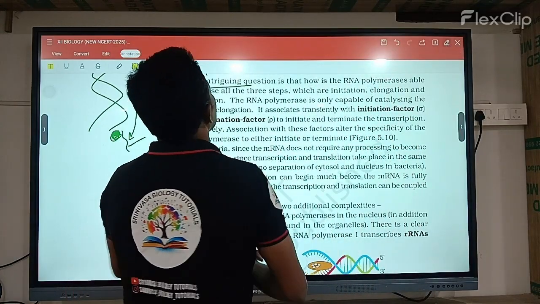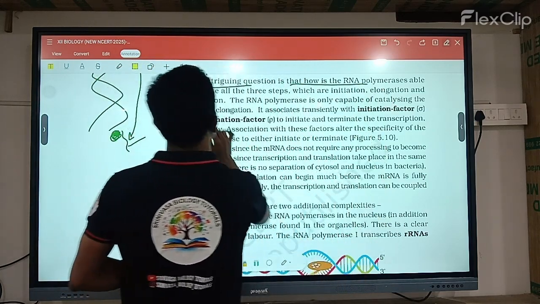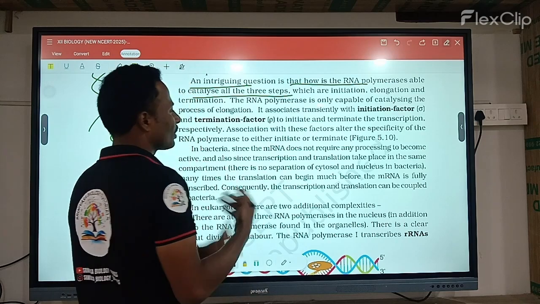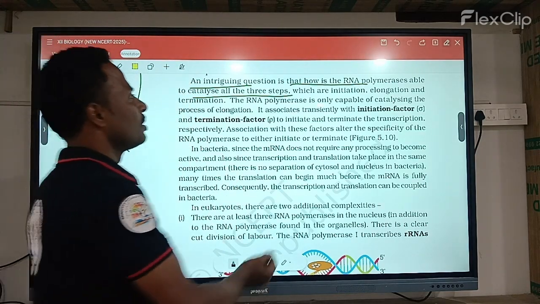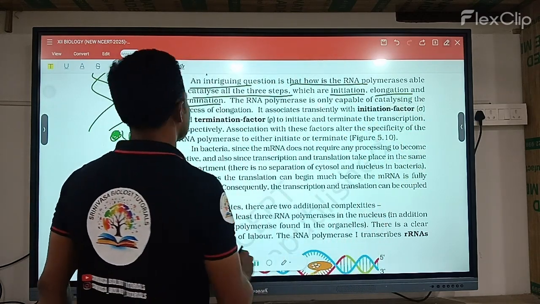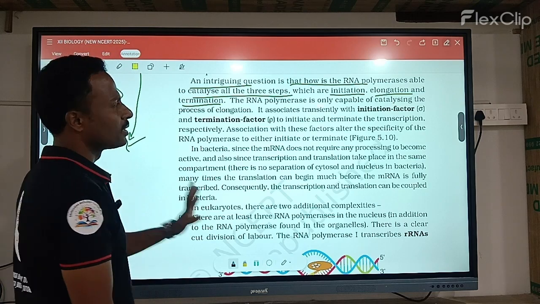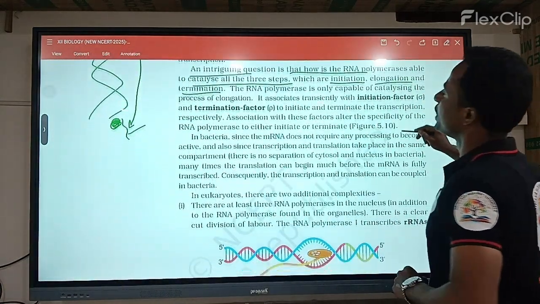In the interview questions: how is the RNA polymerase able to catalyze all three steps? How does it participate in the total transcription process, which is the initiation process, elongation process, and then termination process? How many steps are there? Three steps are present: initiation, elongation, and then termination.